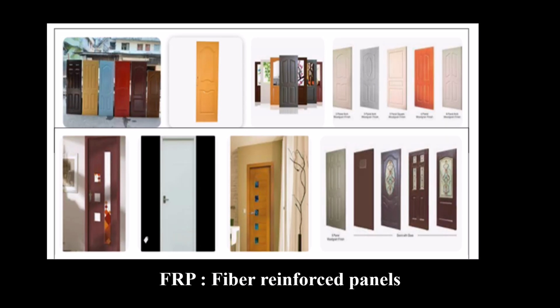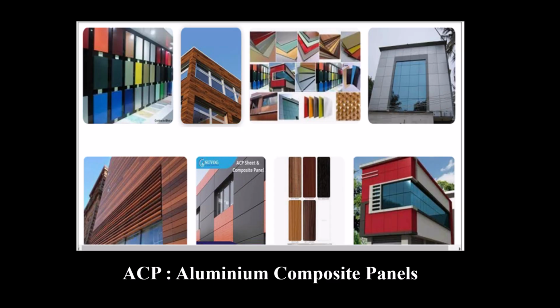FRP, fiber reinforced panels. They are readily available with different size, design, make. Beautiful shutters are also available. ACP, aluminum composite panels are also available to fix them to the walls to have beautiful look. These are generally provided for public and commercial buildings. The maintenance will also be very easy in case if we provide ACP panels.